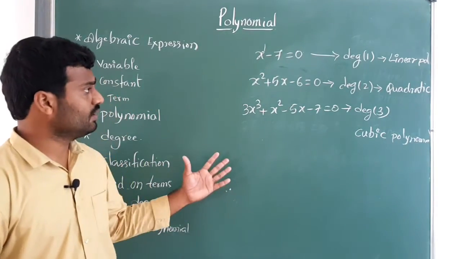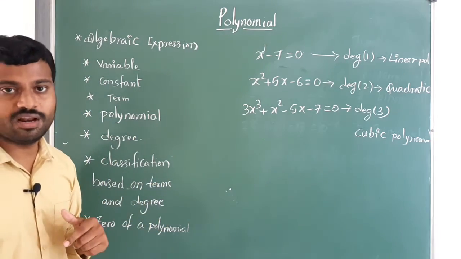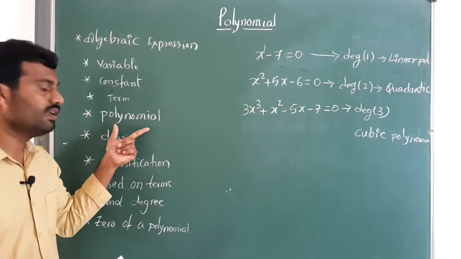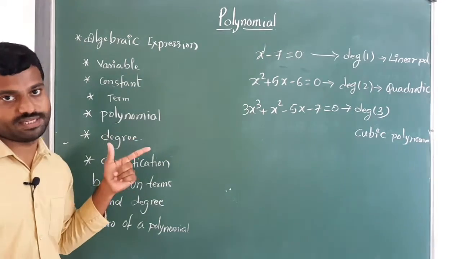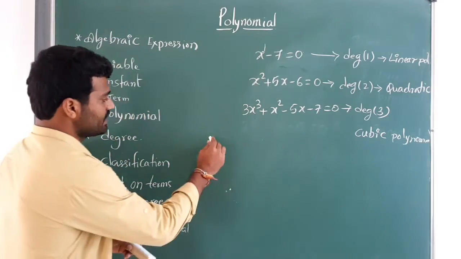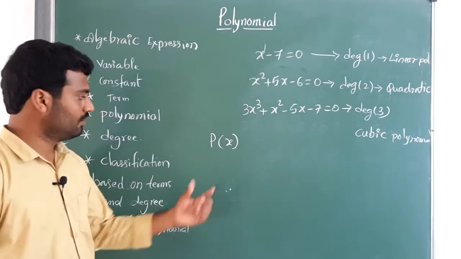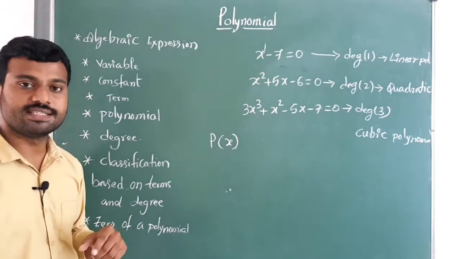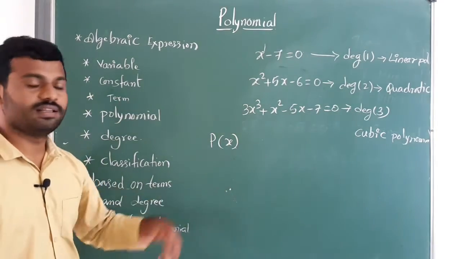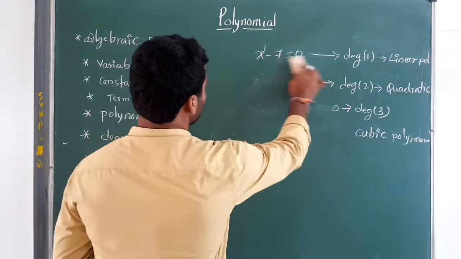So, the next one is the general form of the polynomial. Clear or not? The general form of the polynomial, how to represent it? Any polynomial we represent by p of x. Here x is the variable. We are representing in this manner. Clear or not? So, I will write the general form of the polynomial.